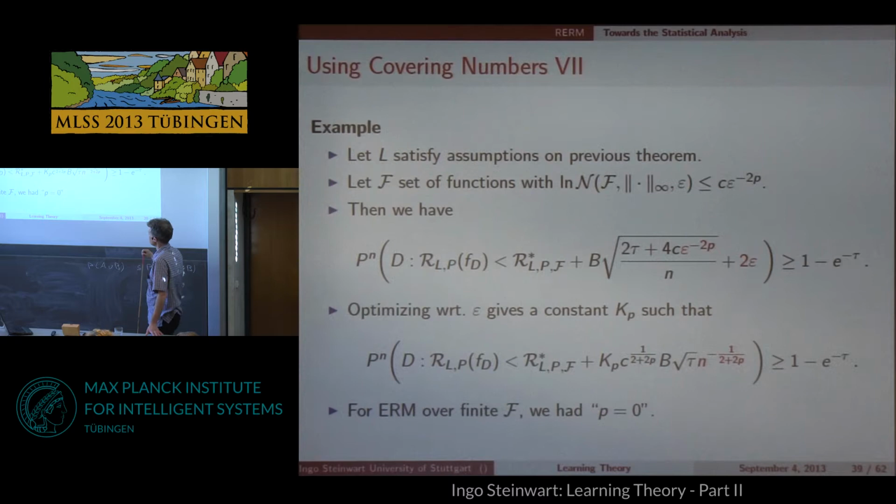Okay, if we want to compare it to the result we had for empirical risk minimization over finite F, we saw that in that case, this additional term wasn't there. So the difference between empirical risk minimization over finite F and over infinite F with this property is this extra 2p here in the fraction. Yes?